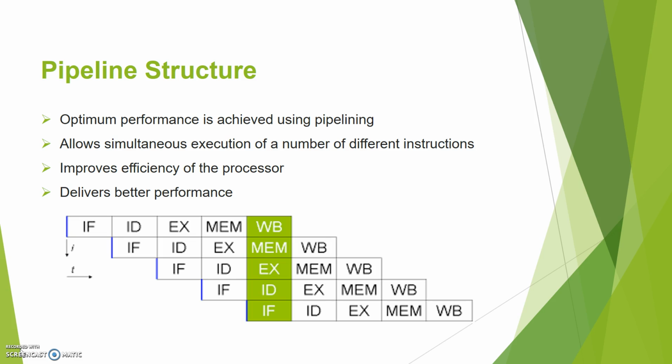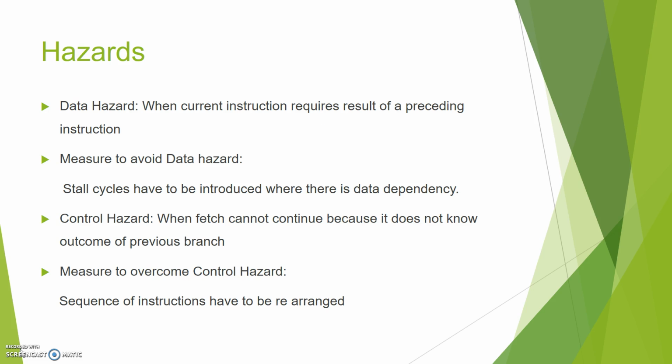This uses a pipeline structure. This pipeline structure is used for providing optimum performance. Optimum performance is achieved using this pipelining. Pipelining allows simultaneous execution of a number of different instructions. This type of pipeline structure improves the overall efficiency of the processor and hence it delivers better performance.